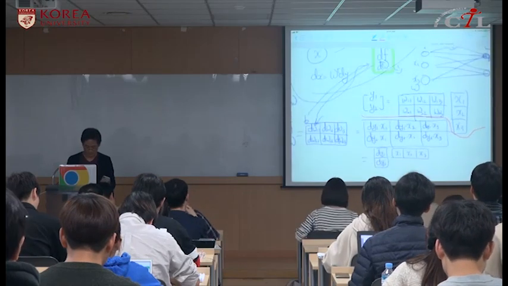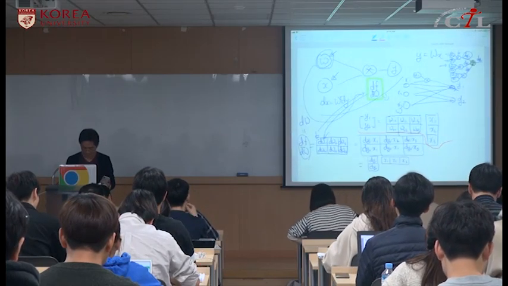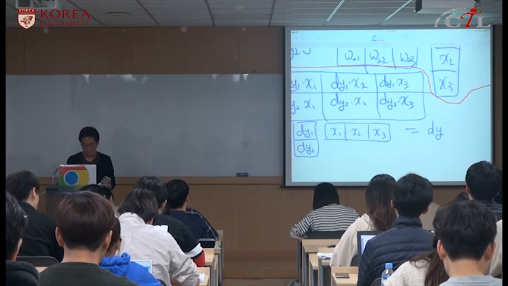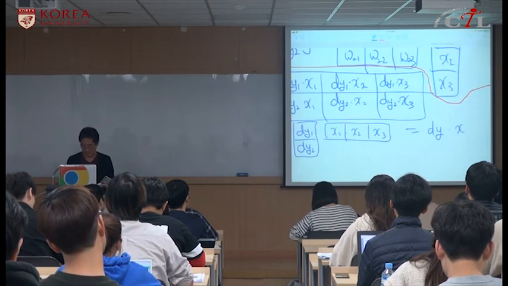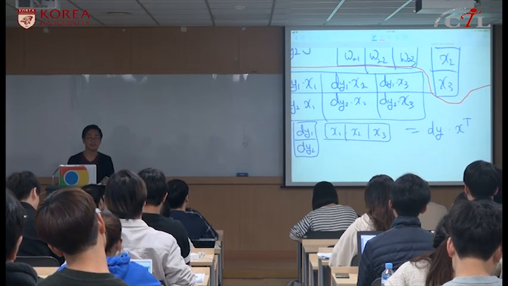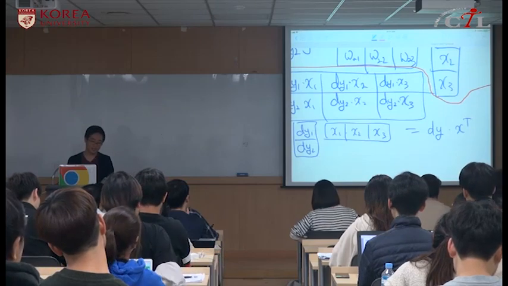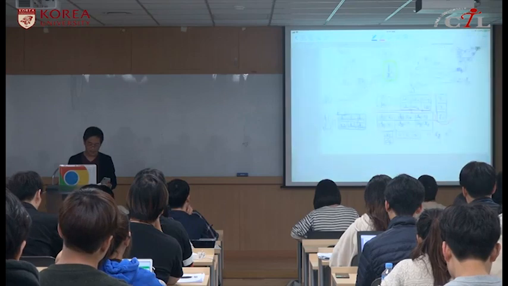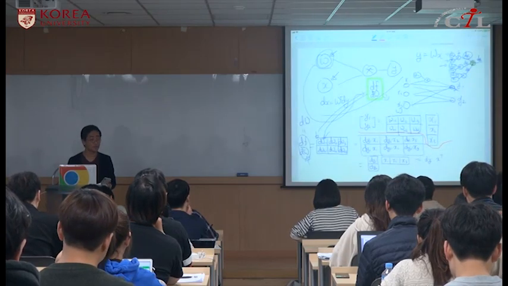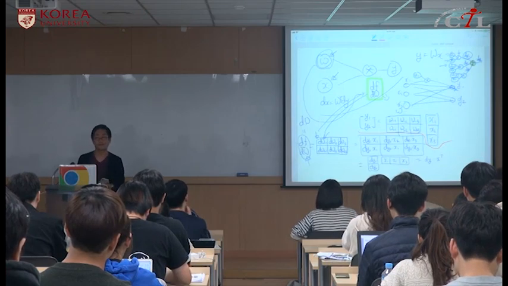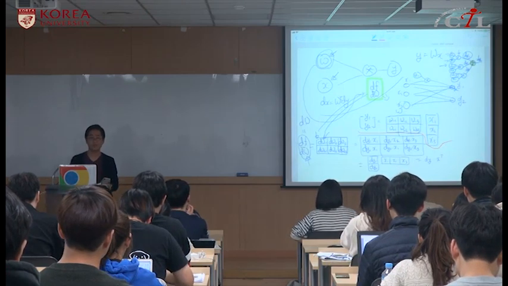So this guy is dy times x transpose, right? This is our conclusion, the derivation of the derivative of this matrix W in the fully connected layer in this vectorized form.